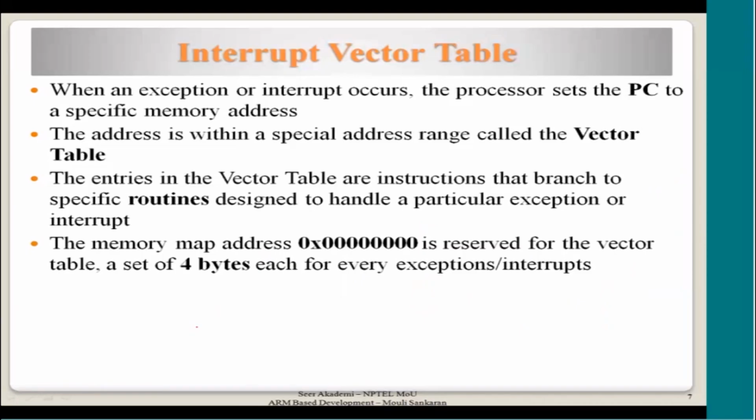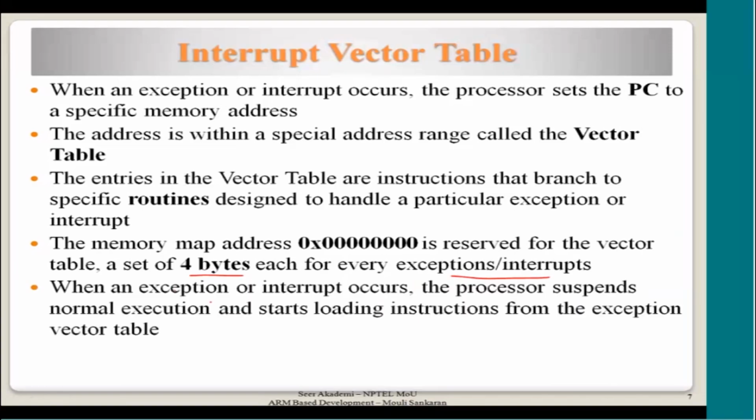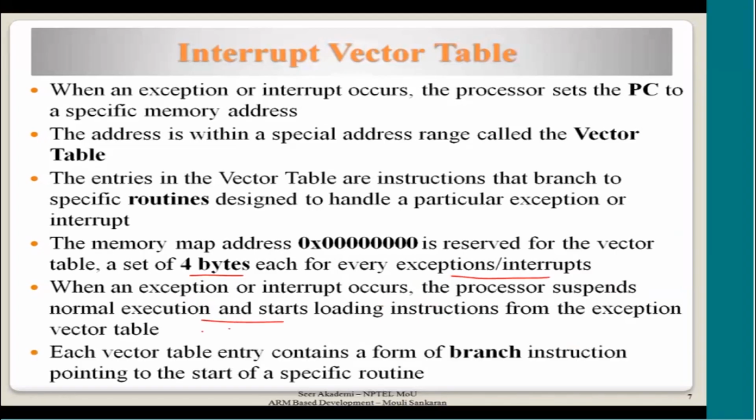Now the memory map address 00 is reserved for the vector, with 4 bytes for every instruction, every interrupt. So one instruction can only be put in 4 bytes. When an exception or interrupt occurs, the processor suspends normal execution and starts loading instructions from the vector table. Each vector table entry contains a form of branch instruction pointing to the start of a specific routine, which is an ISR, interrupt service routine. Let us see how it is done.